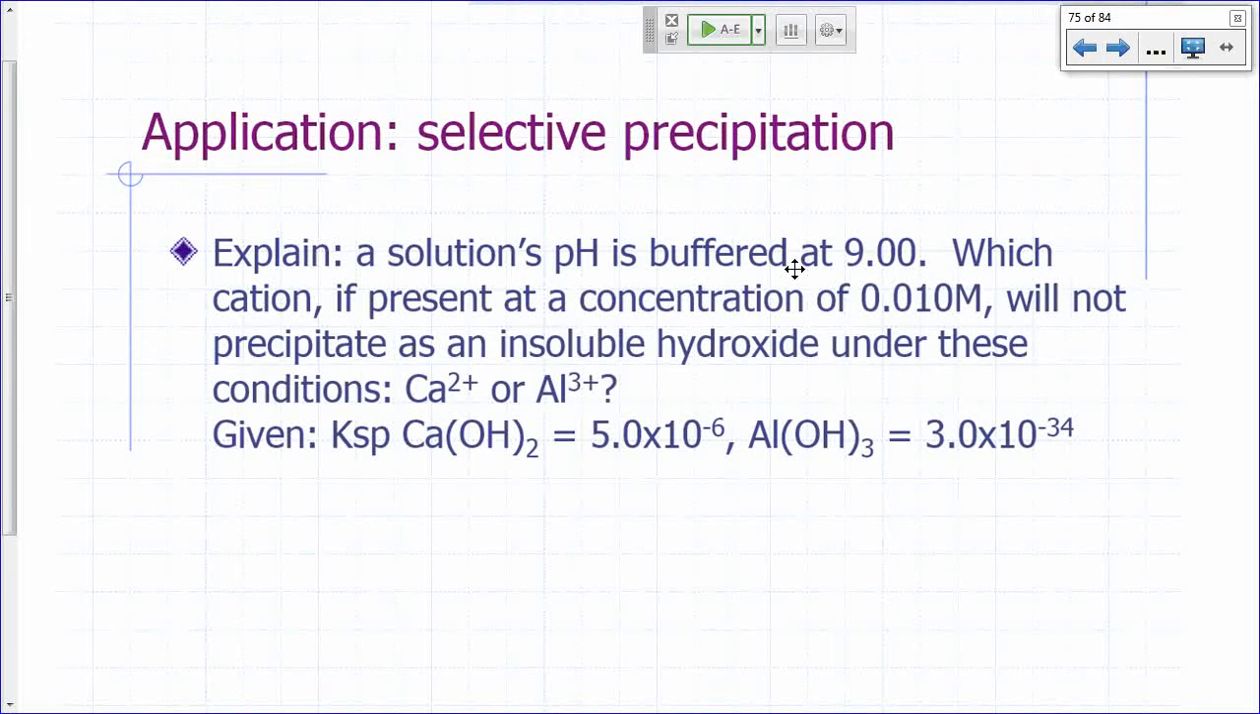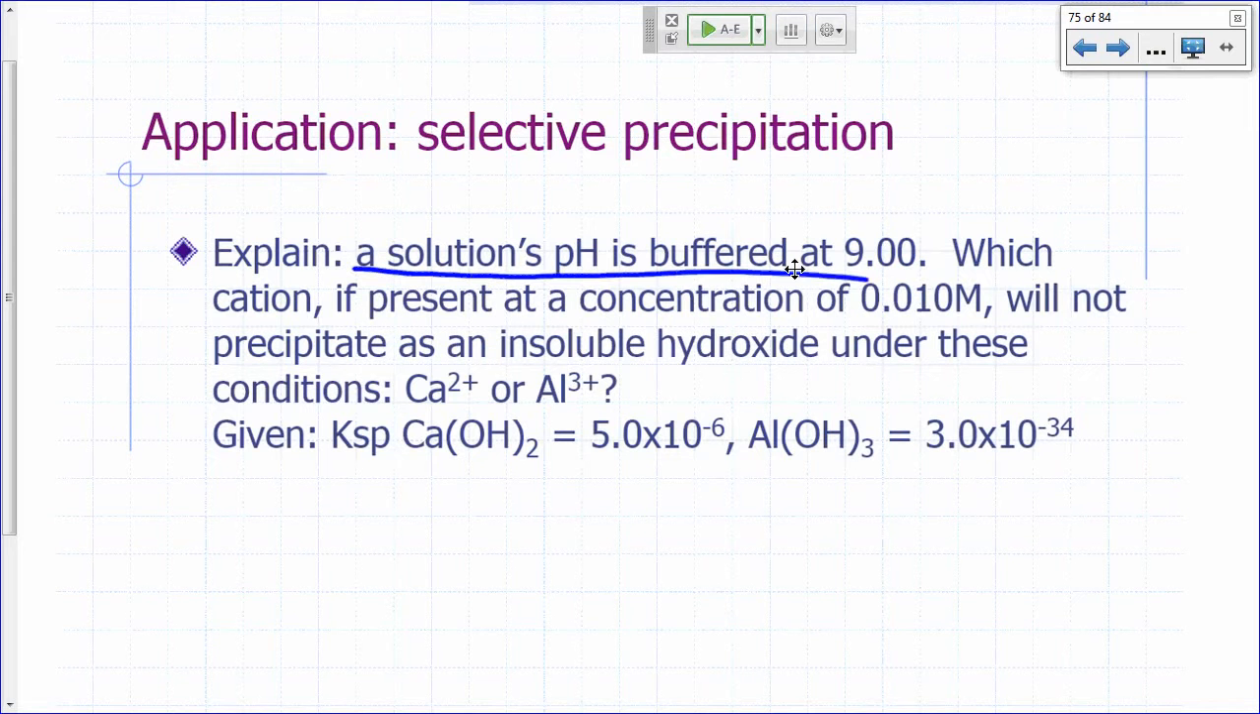Another practical application in the lab is in selective precipitation. Again, you'll notice these are all about controlling your reactions. That's the reason why we're interested in studying equilibrium. We want to be able to control reactions. We want to be able to have some reactions go and have some reactions not go, right?